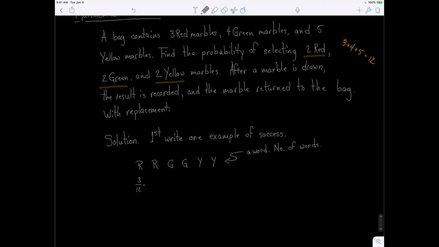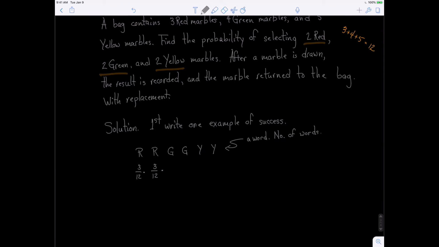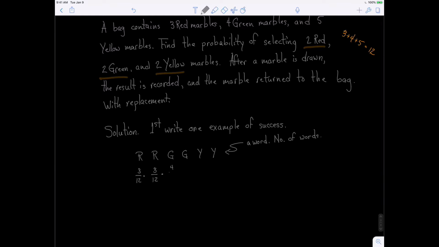But then we record the result and we return the red to the bag. So the probability of the next red is again 3/12. And then we record the R, return it to the bag, and so the probability now of drawing a green is 4/12. And we continue this process, and then we get to the yellows, and we have 5 of those, so that's 5/12.